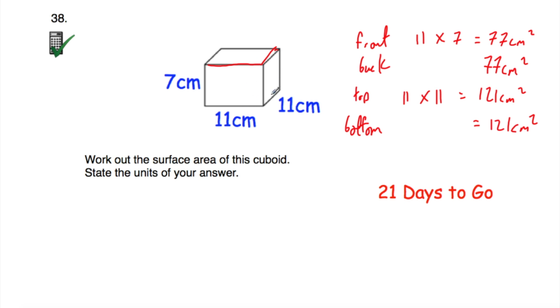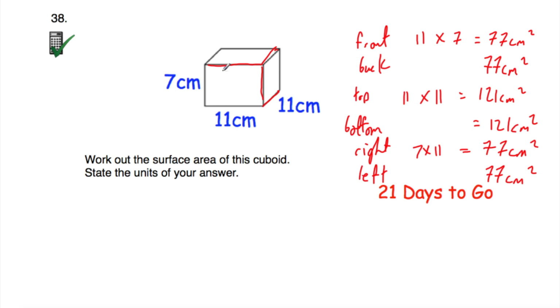Now the right hand side, this side here, we can see that's 11 and the height of the rectangle is 7. So if we do 7 times 11, that's 77. So the right hand side is 7 times 11, which is 77 centimeters squared. And then the left hand side would be the same, so the left would also be 77 centimeters squared.